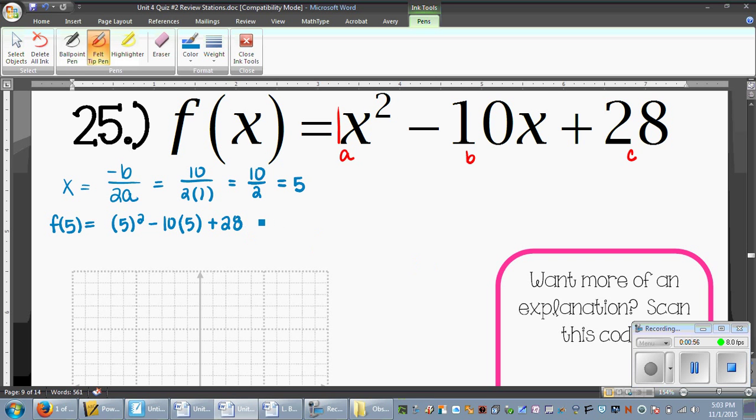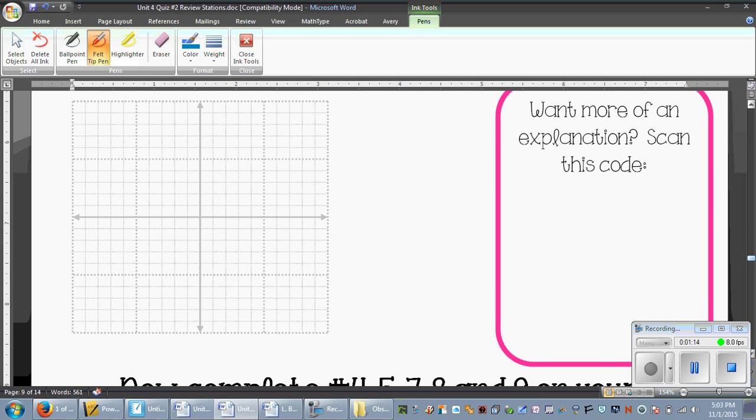If you'd like to use your calculator on this one, you can. 5 squared is 25, minus 50, 25 minus 50 is negative 25, plus 28 is going to give me 3. So I have a vertex at (5, 3). I like to go plot this.